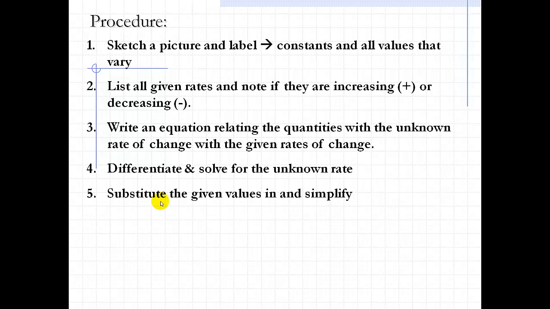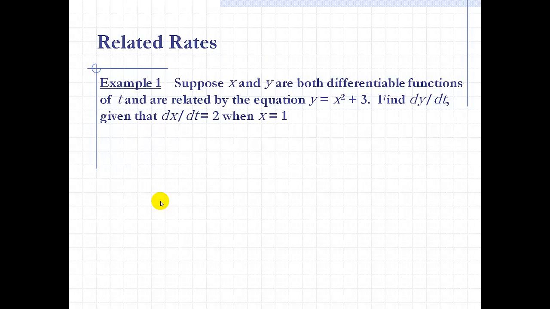A common mistake on related rates problems is to substitute numbers in earlier than the very ending. You want to wait until the end because those numbers are usually only good at a specific instant in time. So let's look at a very generic example.